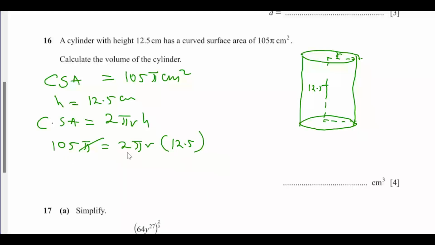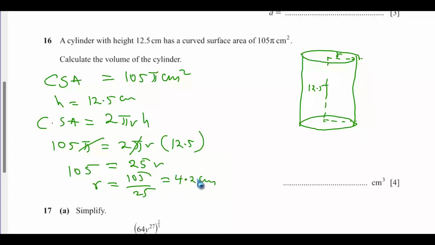So we cancel pi. 2 times 12.5 will give you 25r, then this will be 105. So the value of r will be equal to 105 divided by 25, and that will give us the value of the radius, which is equal to 4.2. So the radius is equal to 4.2 centimeters.